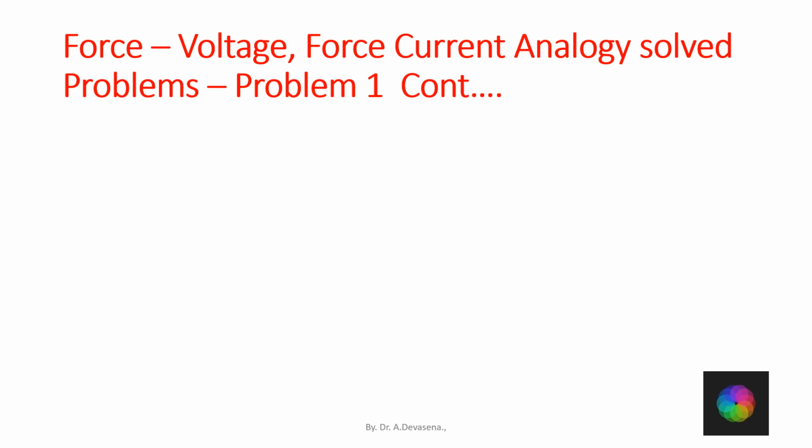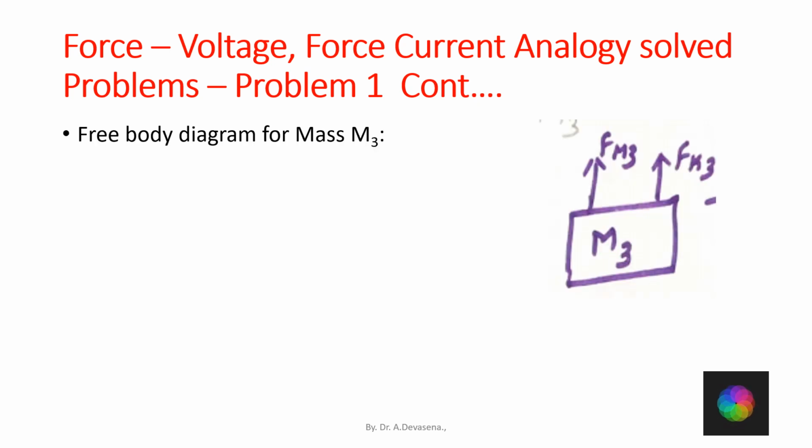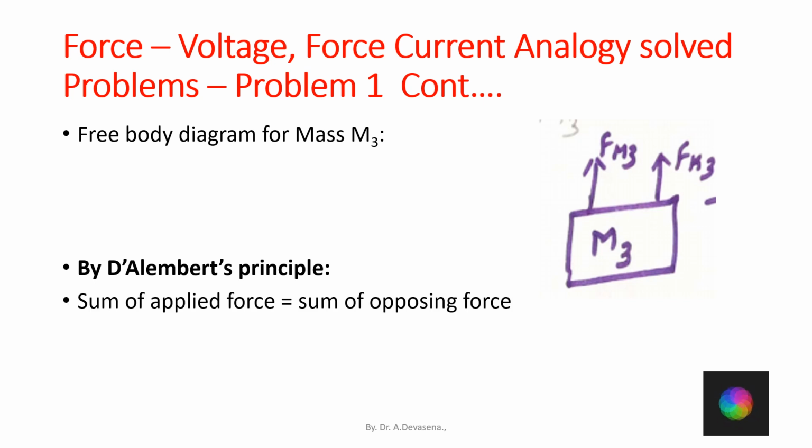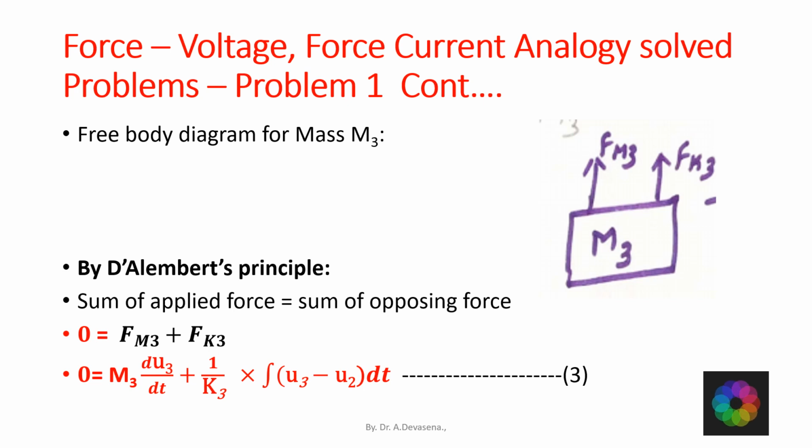Free body diagram for the mass m3. For the mass m3, there is no applied force, and the mass m3 experiences its own opposing force, that is f suffix m3. For the mass m3, the spring k3 is connected. It experiences its own opposing force, f suffix k3. By D'Alembert's principle, sum of applied force is equal to sum of opposing force. Here, 0 is equal to f suffix m3 plus f suffix k3, because there is no applied force for the mass m3.